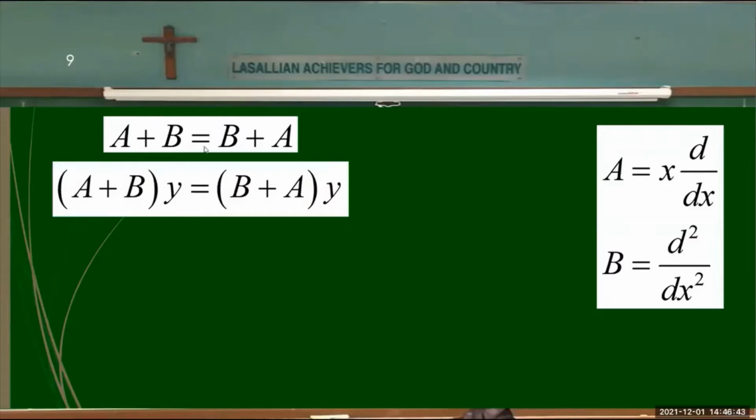Let's just take these for example. Let's just say A and B are both differential operators. You can see here, this is x times the derivative with respect to x, so derivative of, we don't know yet. Here, it's the second derivative with respect to x of, we don't know yet what variable. A plus B is equal to B plus A.